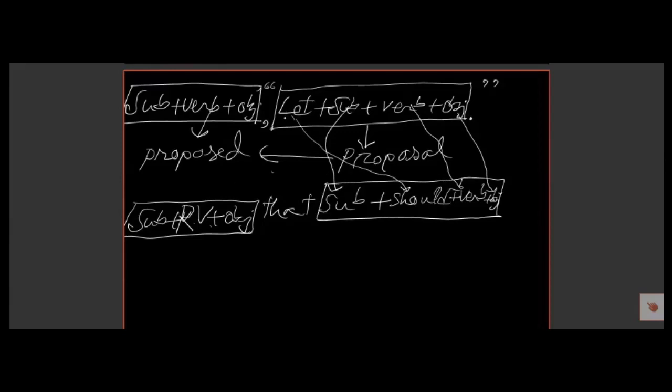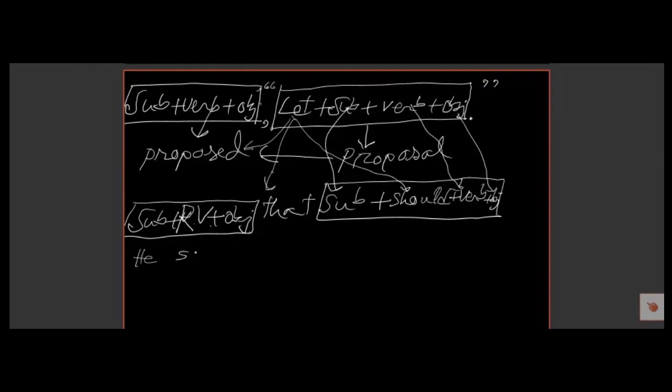We must remember one thing: if the reported speech begins with let, we use proposed, then that, and after the subject, should. So seeing let, we use three points here: proposed, that, should. These are the points we should remember.